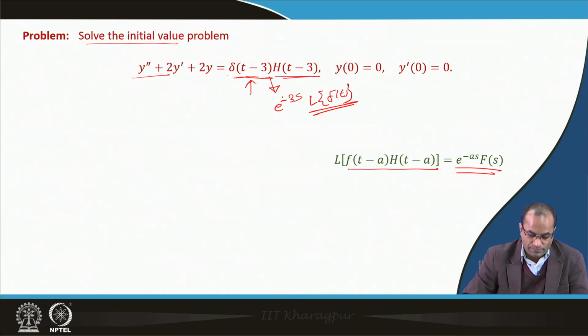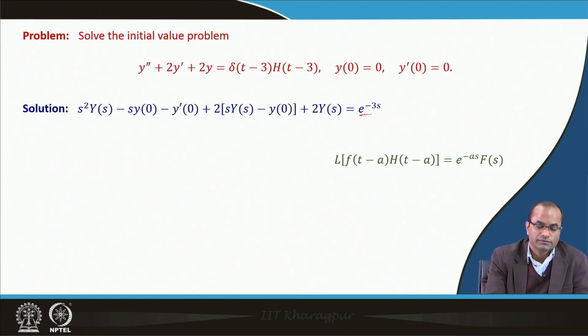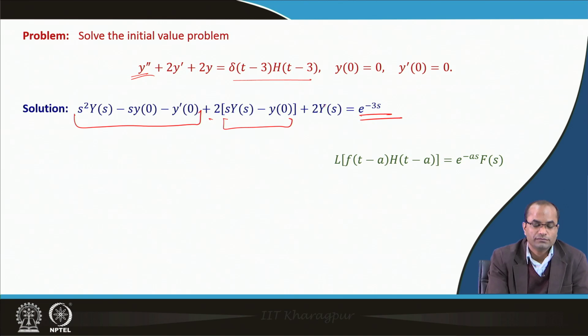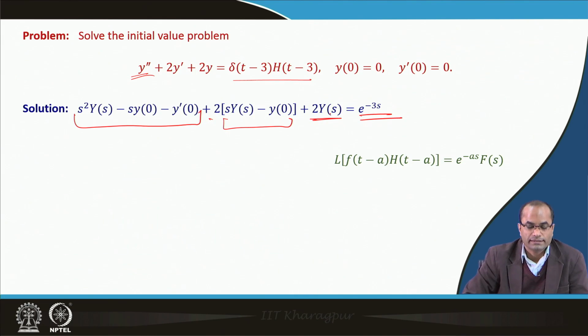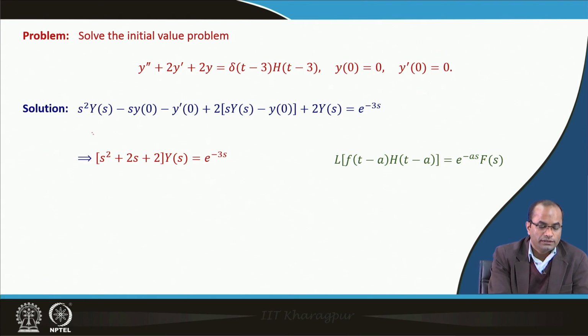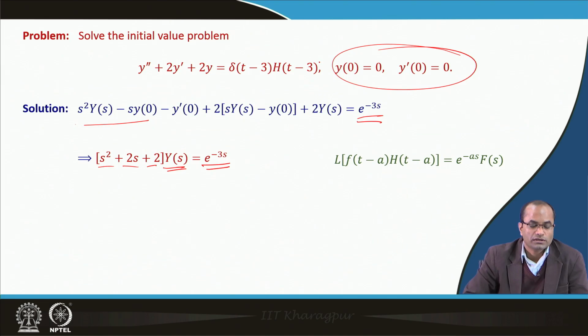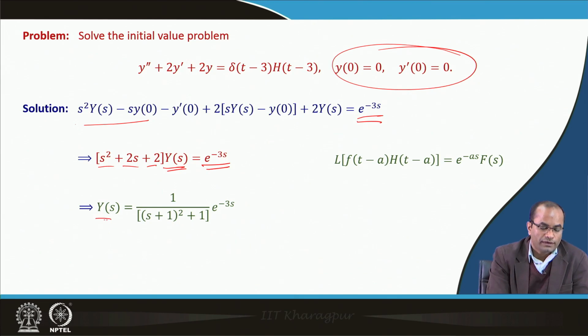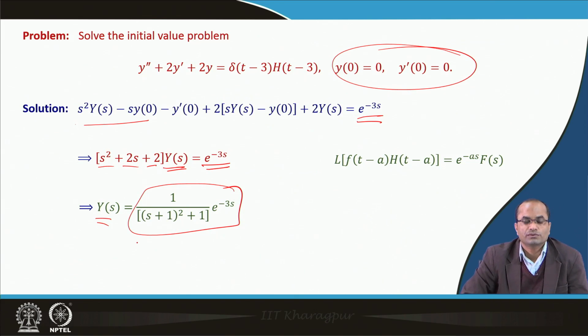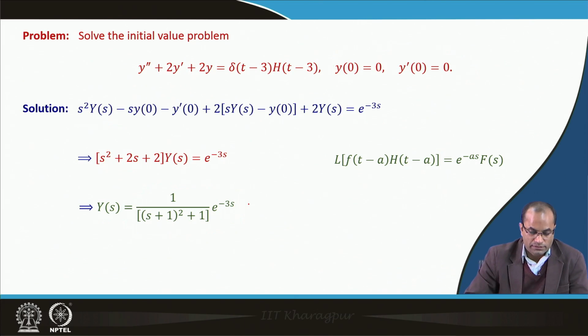So the right hand side will have only e to the power minus 3 s once we take the Laplace transform. For the double prime we have these three terms using the derivative theorem, then 2 times the derivative theorem again, and then 2 times Y(s). Now we can combine. With Y(s) we have s squared plus 2 s plus 2 on the left, and on the right e to the power minus 3 s, and we have used these initial conditions. Then we have Y(s) completely as a function of s: 1 over (s plus 1) whole squared plus 1, times e to the power minus 3 s.